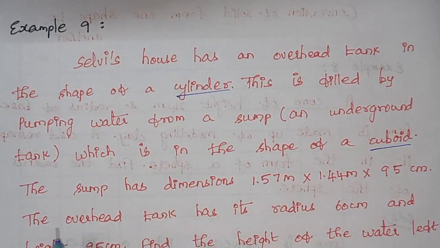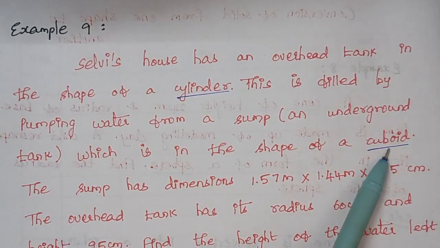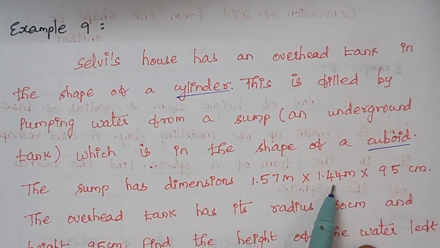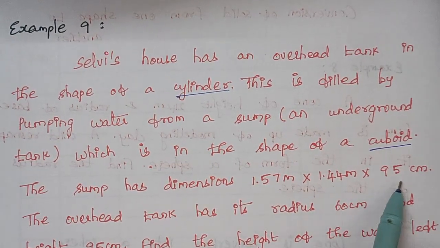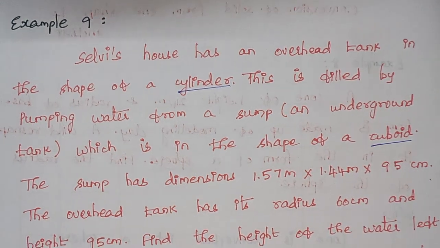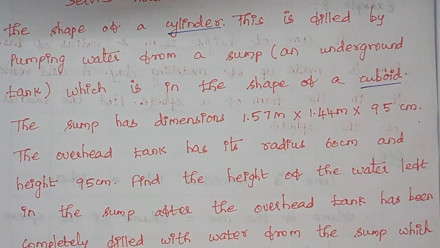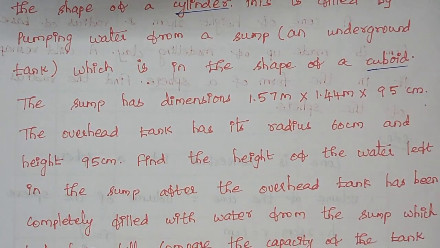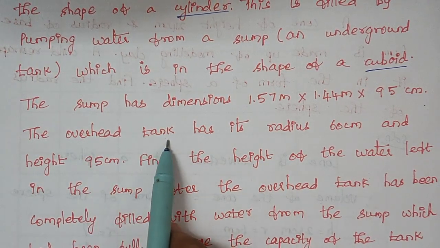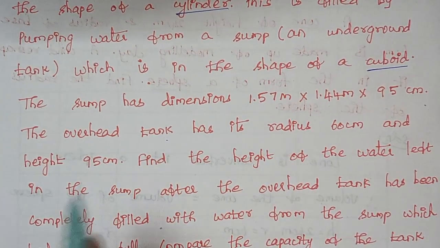The sump, that is the cuboid, has its dimensions as 1.57 meter into 1.44 meter into 95 centimeter. Now the overhead tank has its radius as 60 centimeter and height as 95 centimeter. So what is the shape of this overhead tank? This is in the form of a cylinder. Therefore, the cylinder radius and cylinder height is given.